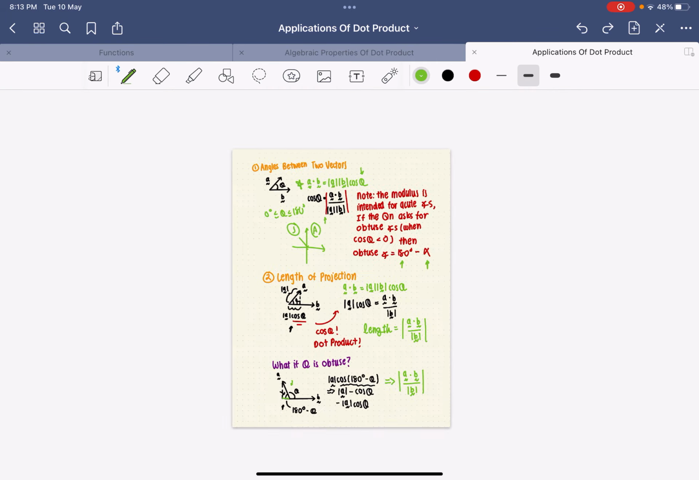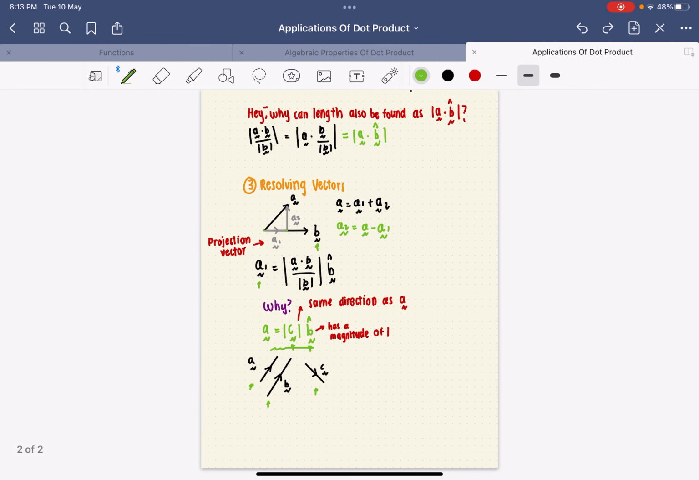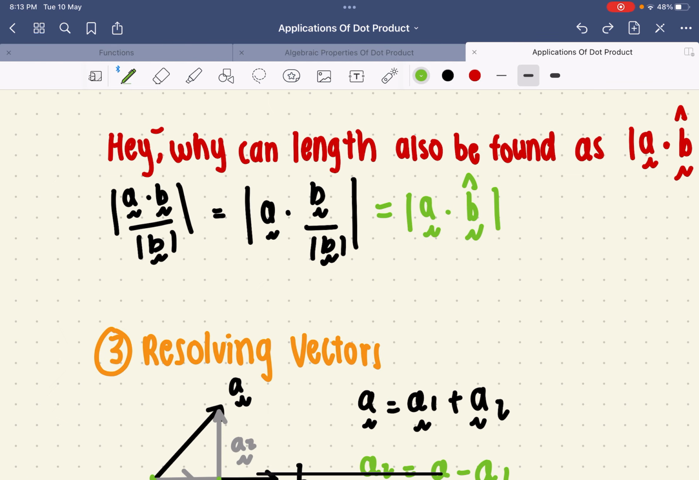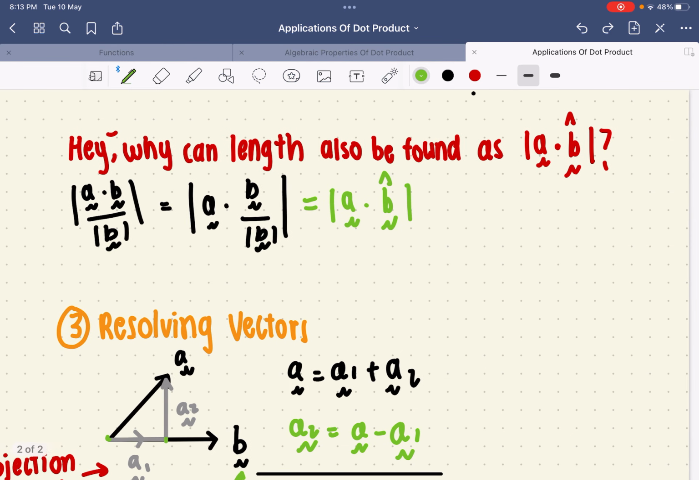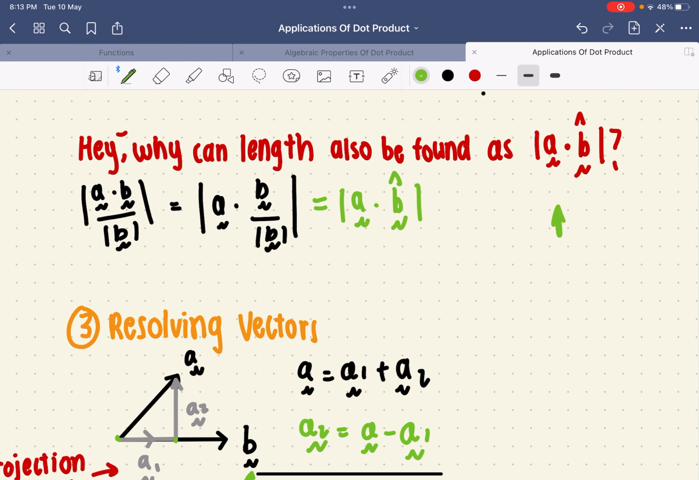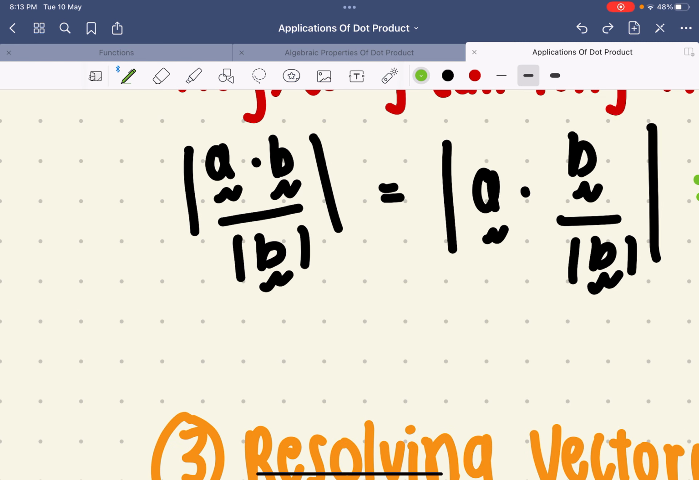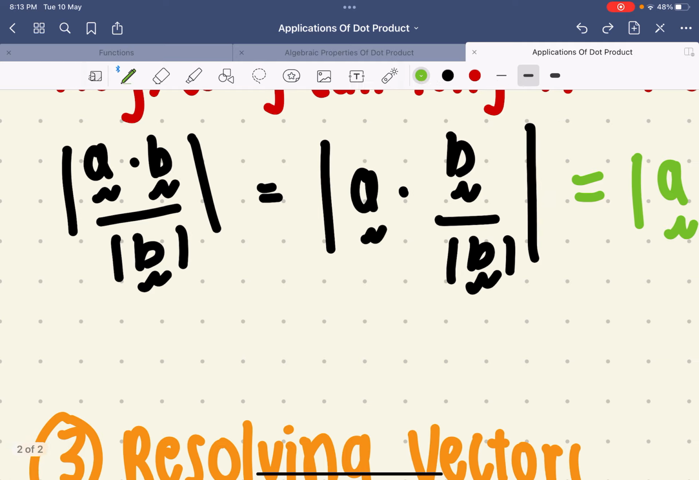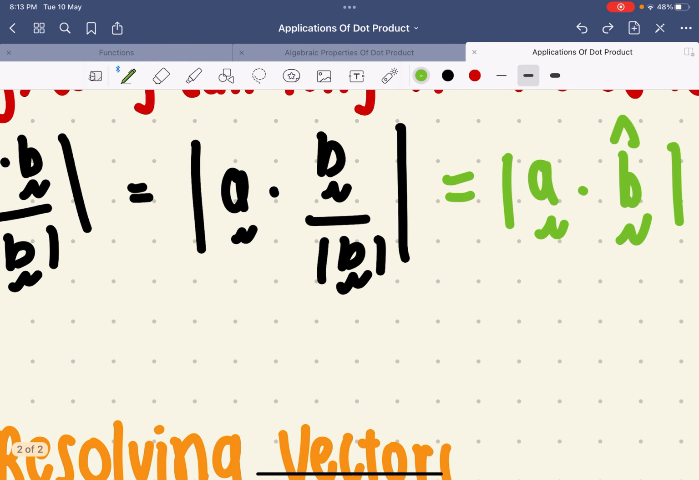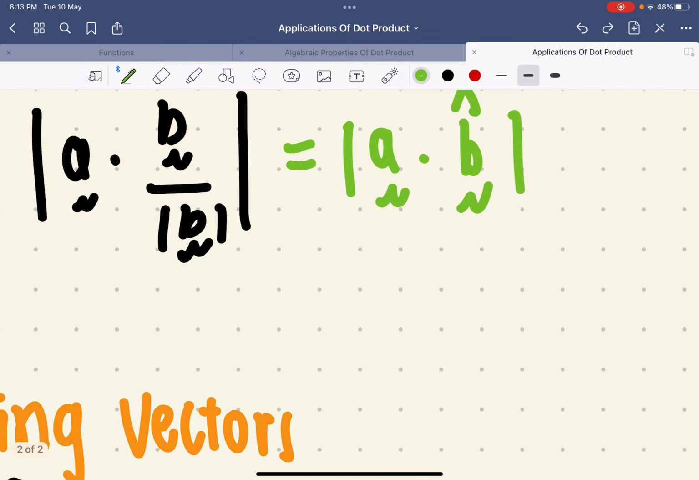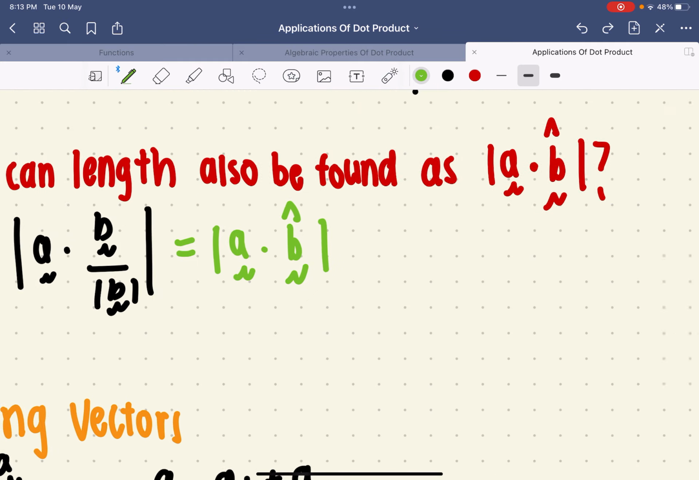Okay? Now in our tutorials and lectures, we can see there's another formula for length, which is just A dot B cap. Why can this be the case? Actually, it's the same formula, you know. So mod A dot B over B cap is actually just A dot B cap over mod B, which is the unit vector of B. So it's just like this.